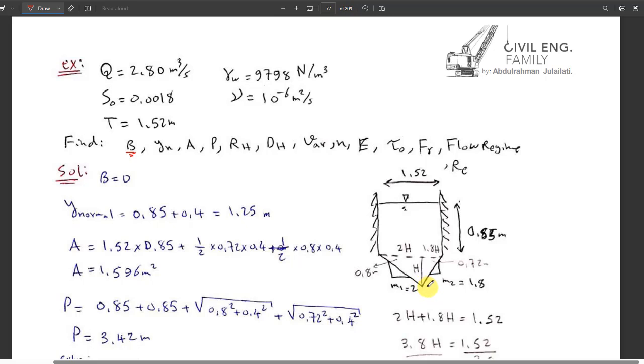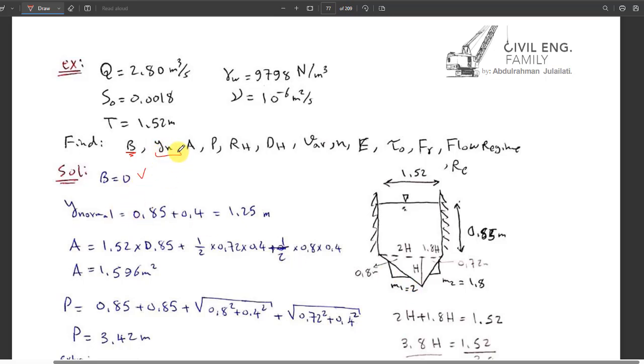Therefore, B is 0. B is at the very deep point of the channel. We should check for a width. If there is no width, therefore it's 0, because it is sharp. So we say B is 0.